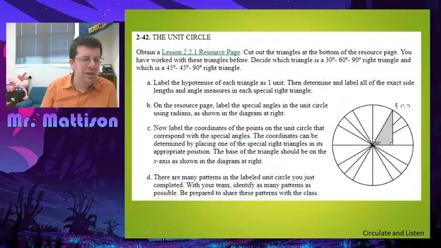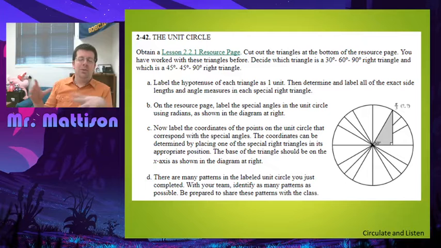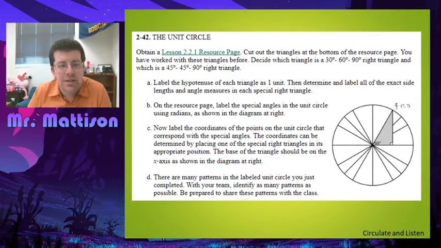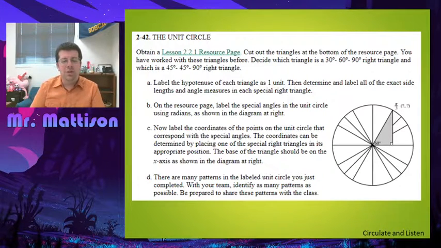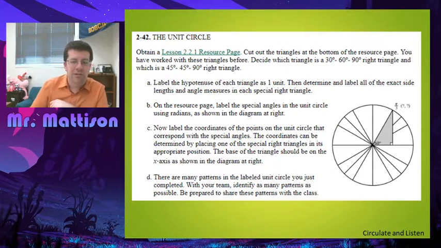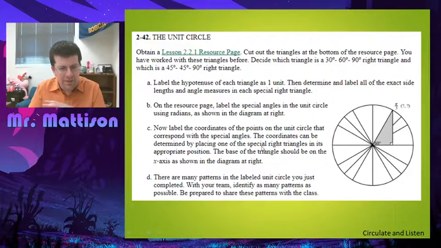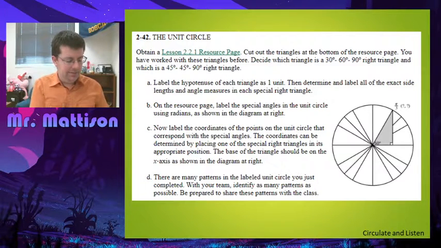We do that just to keep things simple so that we can scale it up or down however we need. So first of all, we're going to be creating 30, 60, 90 and 45, 45, 90 special right triangles. And we're going to do ones which have a hypotenuse of 1, because that's going to match up with the radius of 1 on our actual circle here. I normally would be giving you a handout for this, but since this is online, I will do it just to demonstrate what is going on.